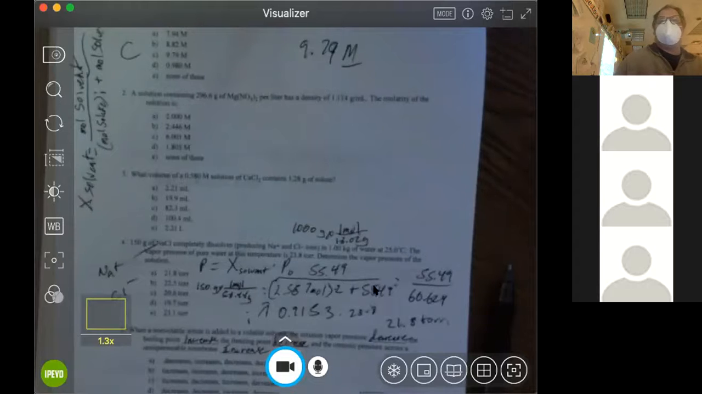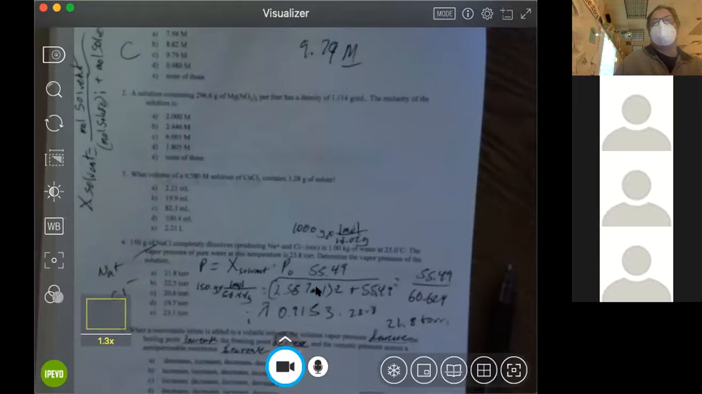Then you add them together, and you take 55.49 divided by 60.624. What that gives you is a fraction. You know this type of fraction because it is a percent fraction. If we were to times this by 100, it would be 91.53% water. We don't change it to percent because we want to find the fraction of this 23.8 torr that is the new vapor pressure.